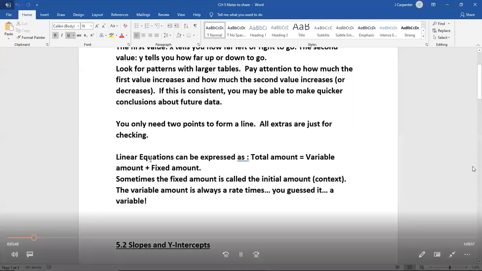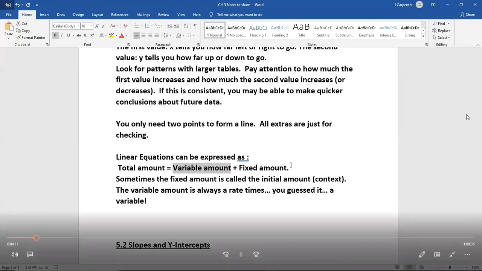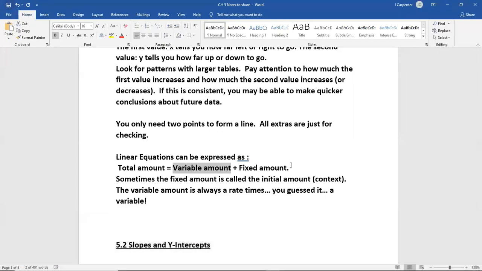We had just talked about how linear equations can be expressed as a total amount being the sum of a variable amount, which means an amount that changes. That's what the word variable means. It varies. And a fixed amount, which is an amount that doesn't change. So if you wanted to break down the amount it costs for you to live in your home each month in a very simple way, you could say you have the rent portion or mortgage portion, which is typically a fixed amount that doesn't change from year to year. Well, rent might go up every year, but your mortgage wouldn't.